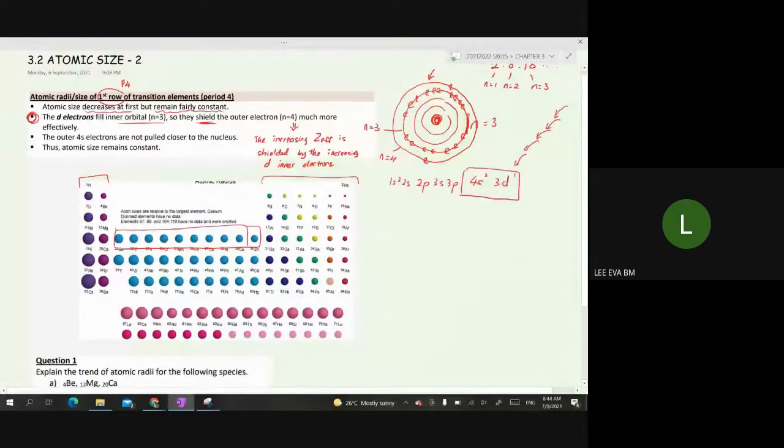So remember, we're only talking about the first row of the transition elements. So are there any questions regarding the atomic size for transition elements?